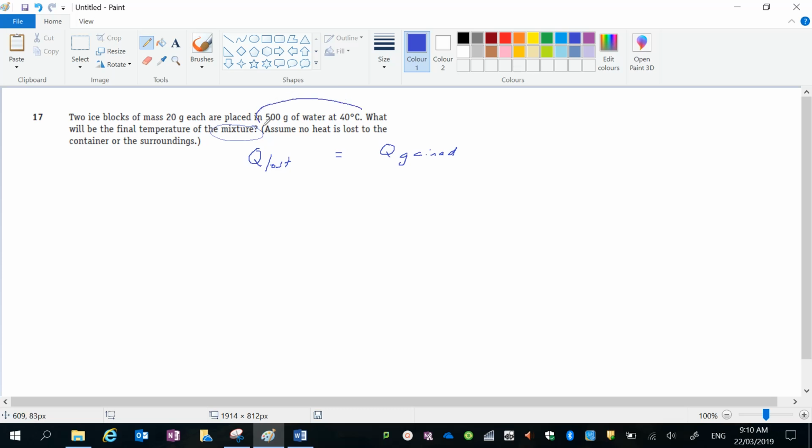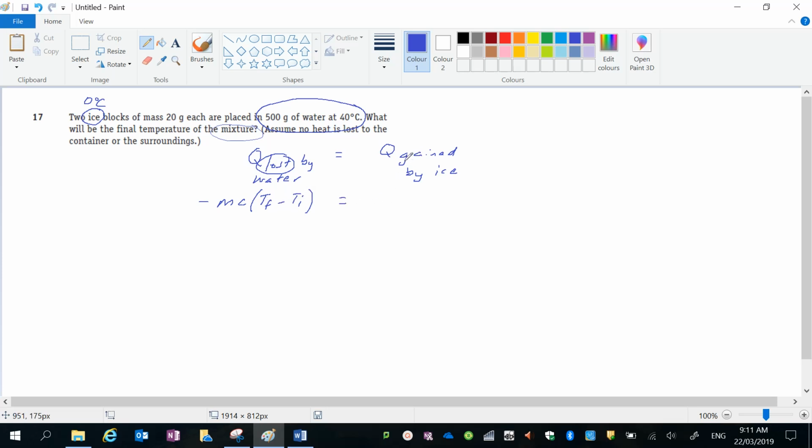So this is the hotter thing, 40 degrees, and ice is 0 degrees. So what's going to lose energy? Well, this will be the water. This will be the energy gained by the ice. So, lost means minus, and because the water is going to go down in temperature, we use mc(TF take TI), because there's a change in temperature here.